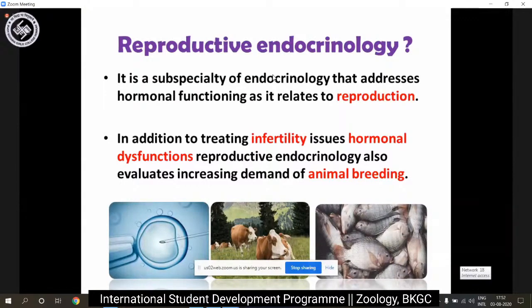In addition to the medical aspect with respect to infertility, reproductive endocrinology is also important with respect to production, in terms of increasing demand for animal breeding, be it fish or dairy animals. Often we resort to this type of hormonal manipulation to increase productivity. We want to produce a good breed of cattle, or we want to produce better growth in fishes. So we go for such reproductive manipulation with endocrinal manipulation in terms of reproductive endocrinology.